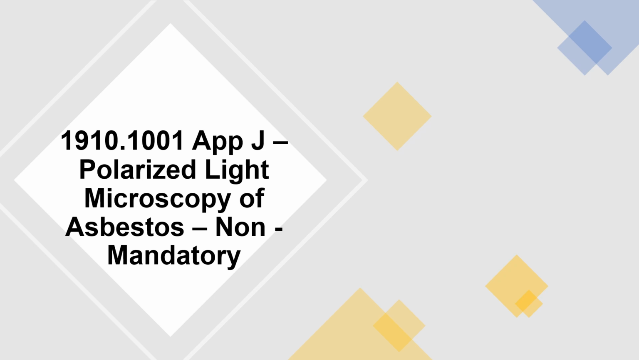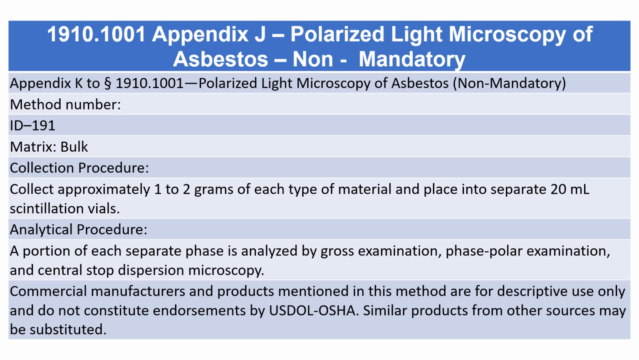1910.1001 Appendix J. Polarized light microscopy of asbestos. Non-mandatory. Appendix K to Section 1910.1001 Polarized light microscopy of asbestos. Non-mandatory. Method number ID 191.